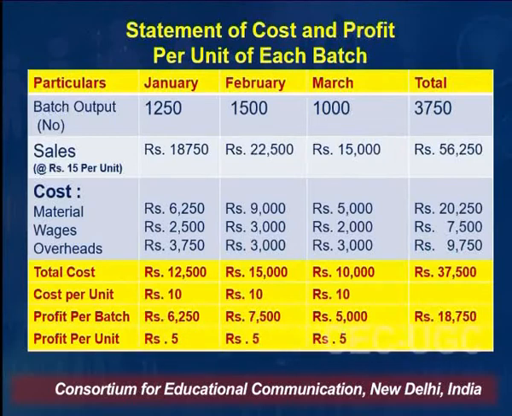Now if you ask me what is my profit per batch, very simple, take sales and subtract your total cost out of it. 18,750 is my sales for January and total cost is 12,500 for this month. My profit per batch comes to be 6,250. If you are willing to know the profit per unit, very simple, 6250 divided by your units, you will find the profit per unit to be rupees 5. The same process we have followed for the month of February and March.